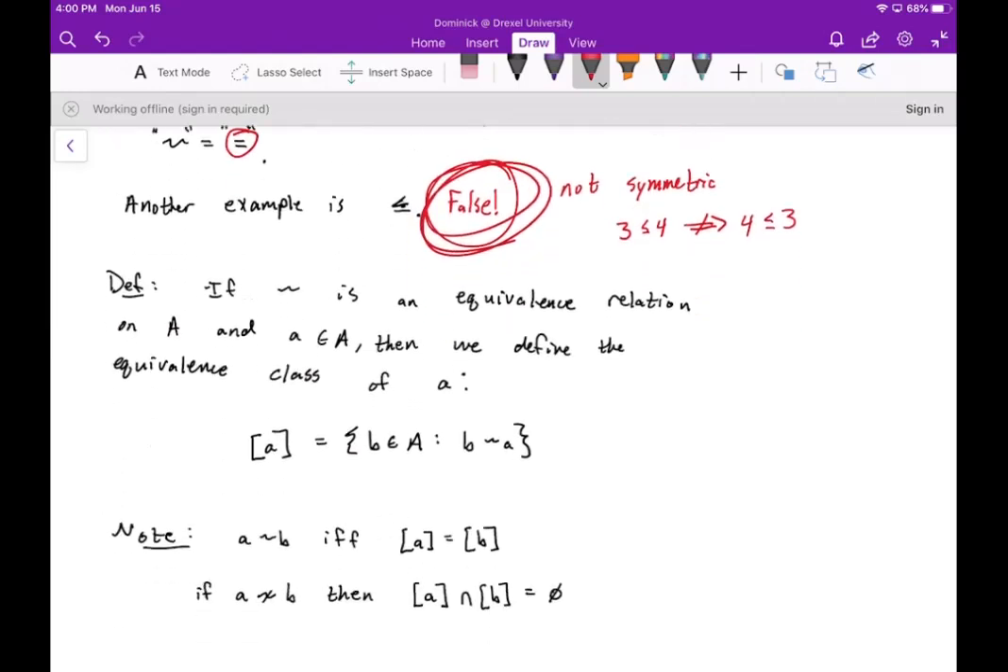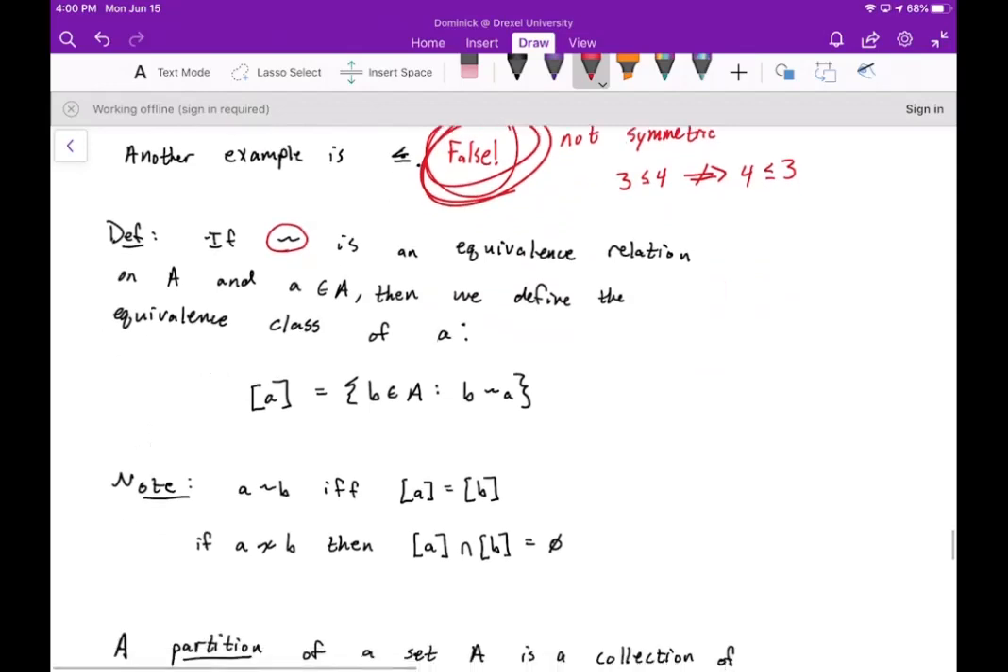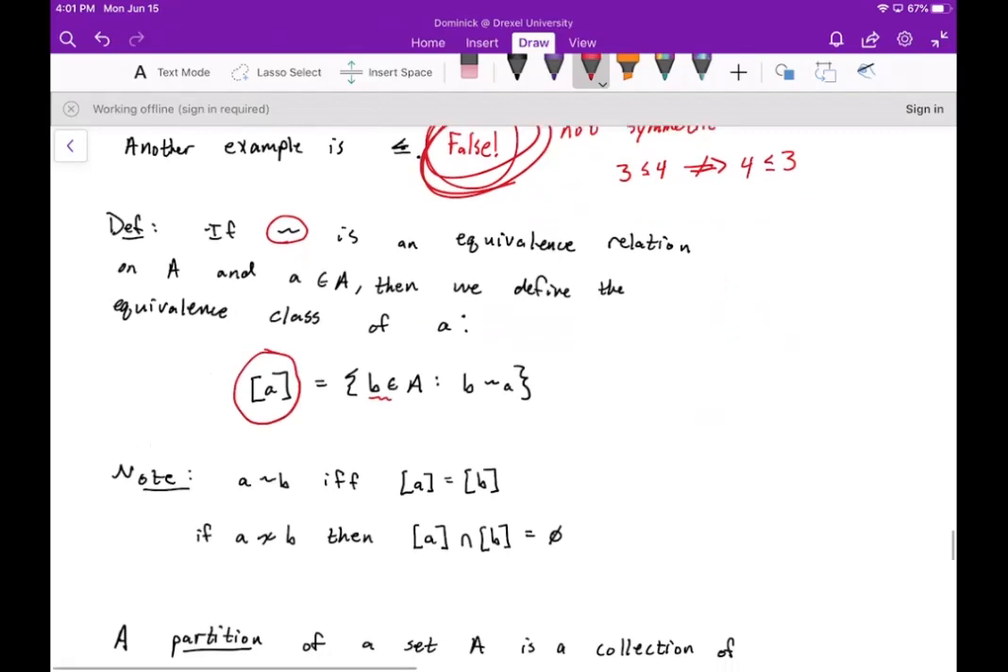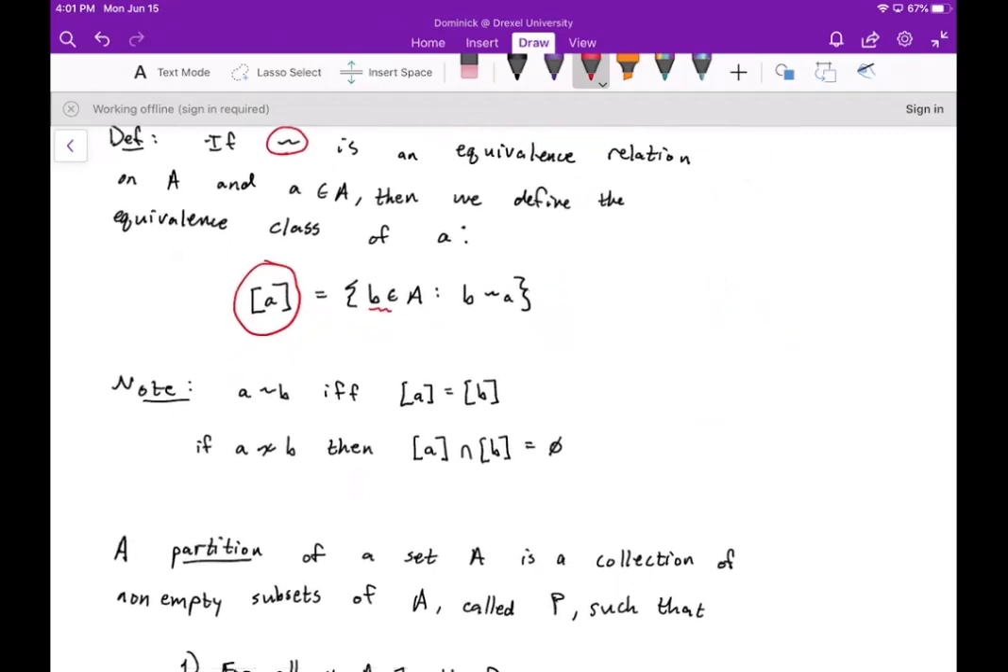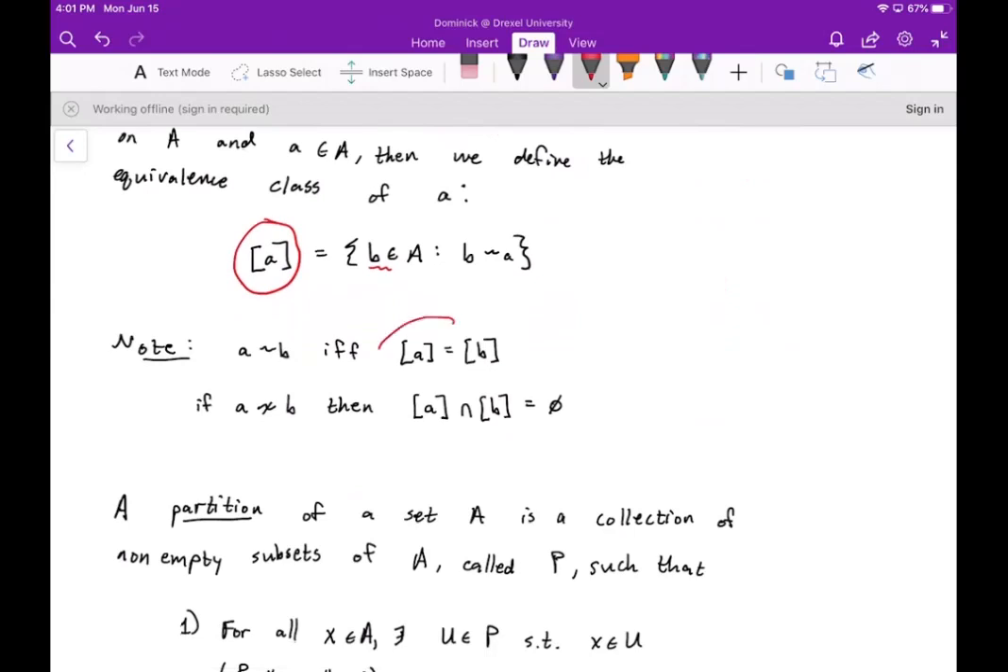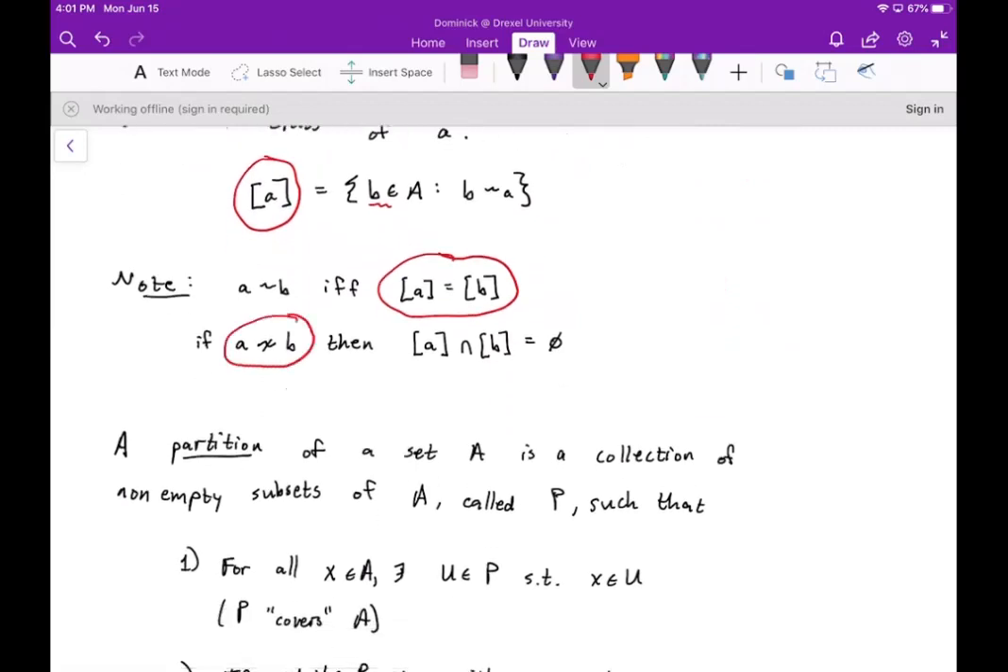Now, another thing that we have is that if we have an equivalence relation on a set A, and A is an element of A, then we define the equivalence class of A. We put it in these brackets here, and it's all the elements B such that B is equivalent to A. Now, A is equivalent to B if and only if they give the same equivalence class. And if two elements are not equivalent, then their equivalence classes have nothing in common. So the intersection of their equivalence classes is the empty set.